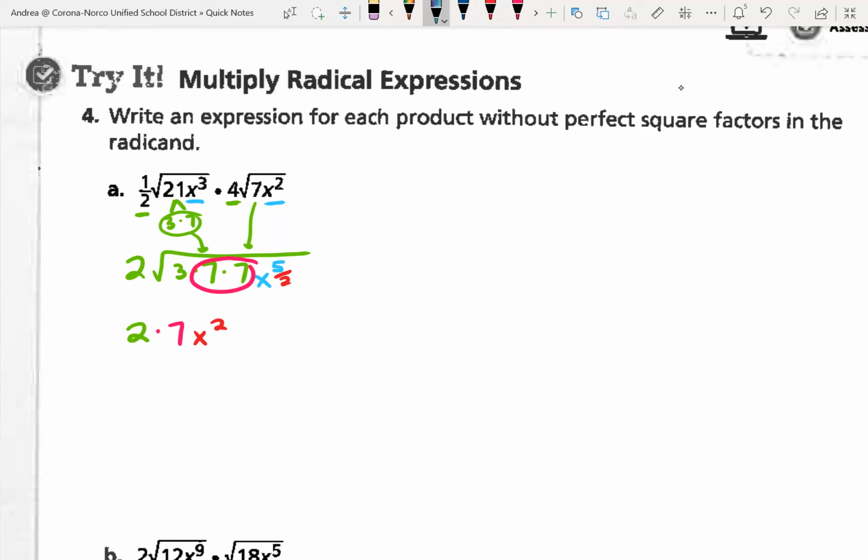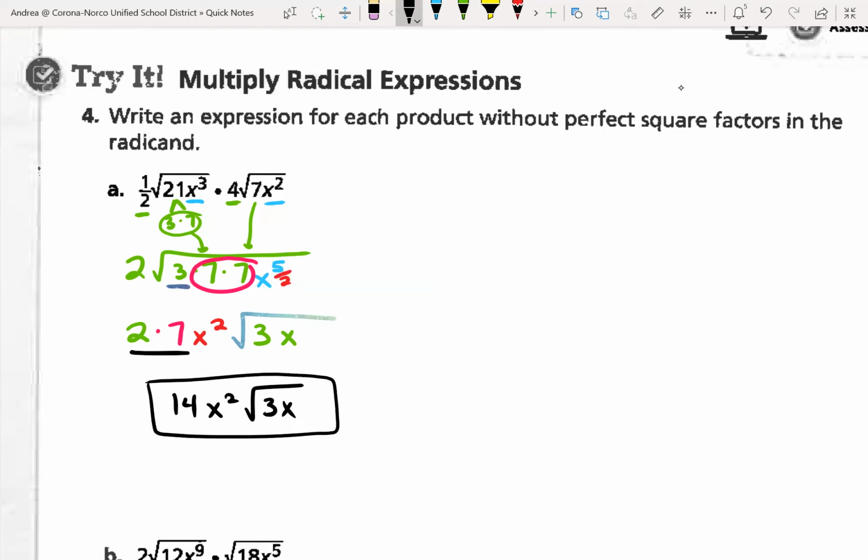Inside the radical, I have the 3. And I have a leftover x because 2 doesn't go into 5 evenly. It has a remainder. Almost there. Now I'm just going to multiply. 2 times 7 is 14, x squared square root 3x. Any questions over that? We're good?